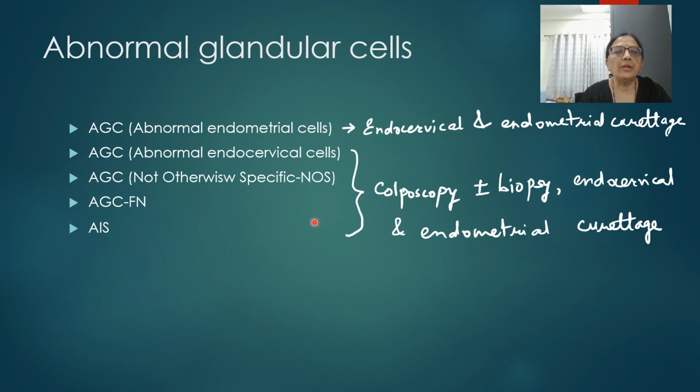If there are abnormal glandular cells showing abnormal endometrial cells, it is an indication for endocervical and endometrial curettage. On the other hand, if there are abnormal glandular cells which are endocervical or not otherwise specified, or abnormal glandular cells favoring neoplasia, or even endocervical adenocarcinoma in situ picture on the cytology report, for all these situations what is indicated is colposcopy with or without biopsy. That means if an acetowhite area is there, then we should take a biopsy, endocervical as well as endometrial curettage.